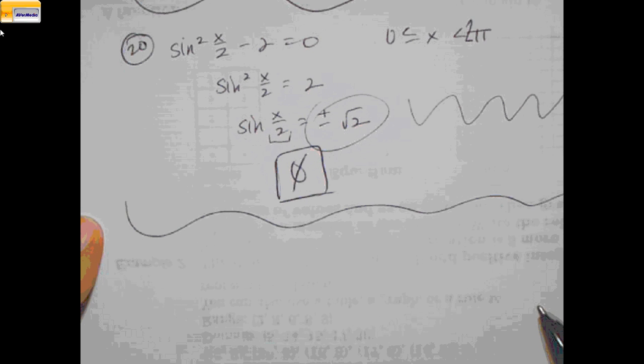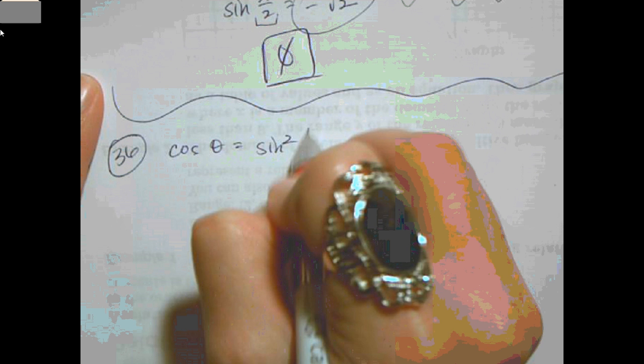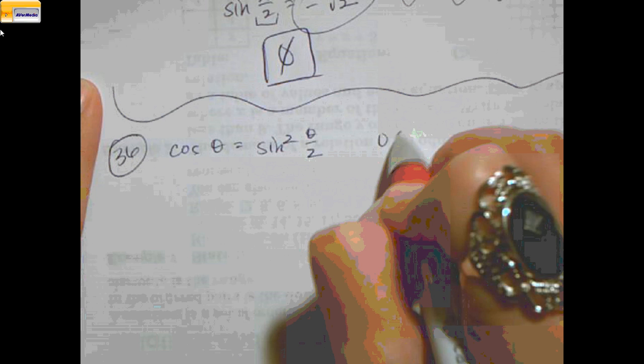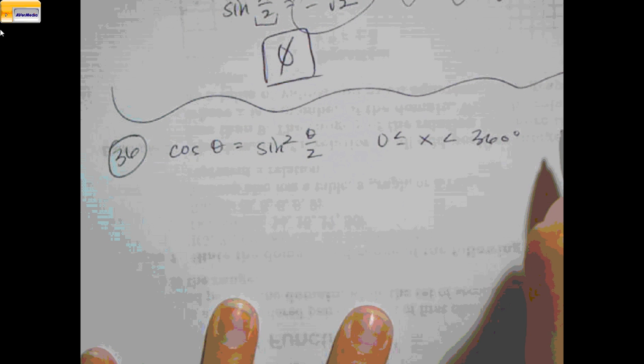Anything else out of the textbook? 36. I heard 36 first. All right, Tiffany, what does it say? Cosine of theta equals sine squared theta over 6. Anything else? Okay. And what is the interval? 0 to 360? But it says give all solutions. All solutions is what we're looking for. Okay.